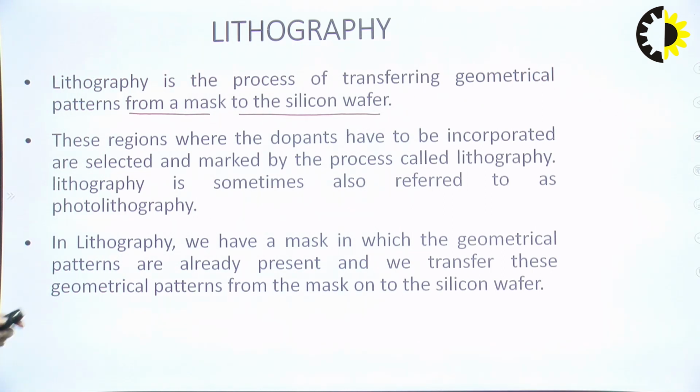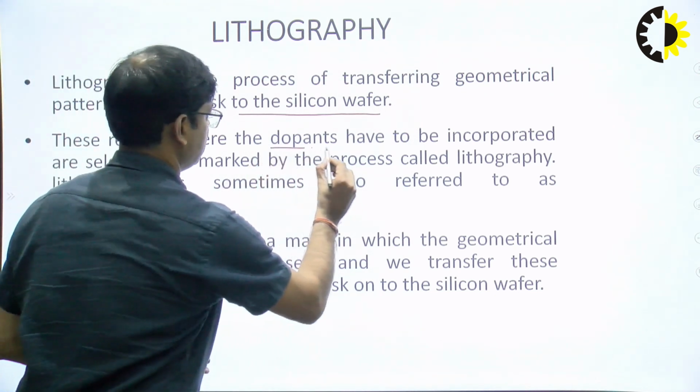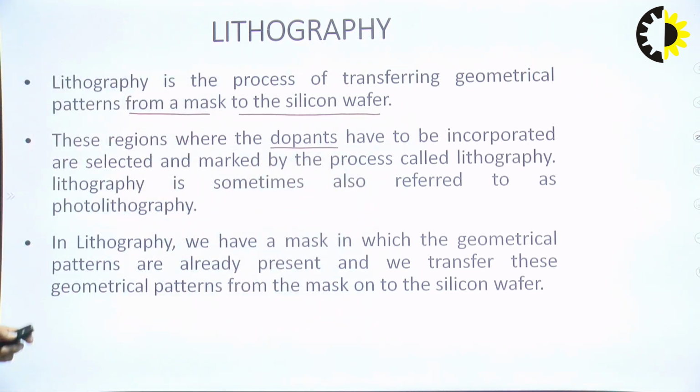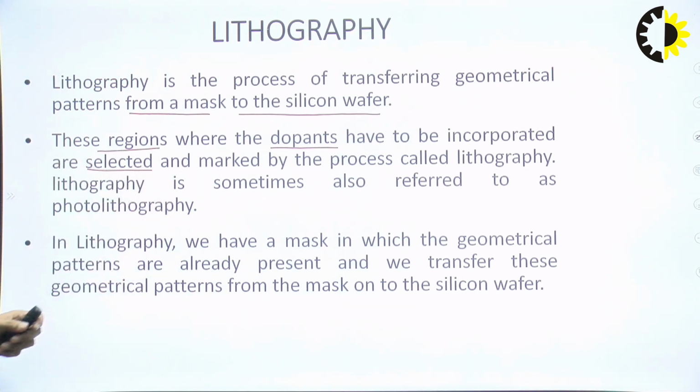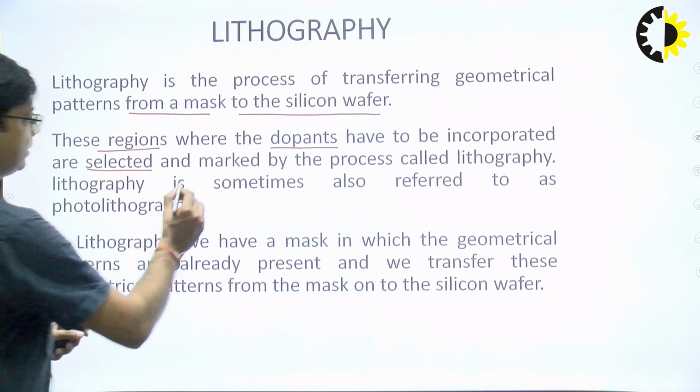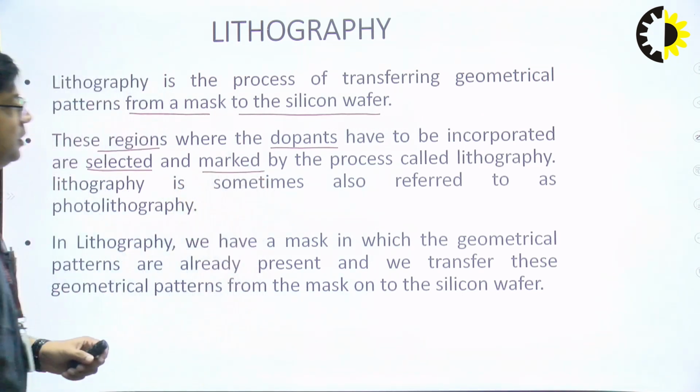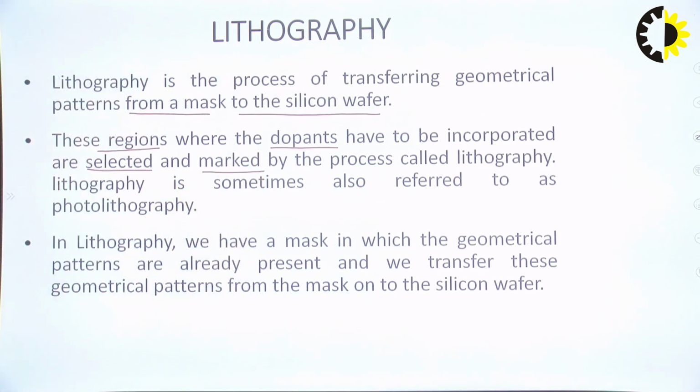The regions where dopants have to be incorporated are selected, and these regions are marked by a process called lithography. Lithography is sometimes also referred to as photolithography because we use radiations in this process.